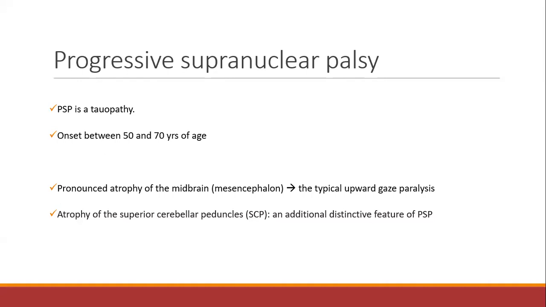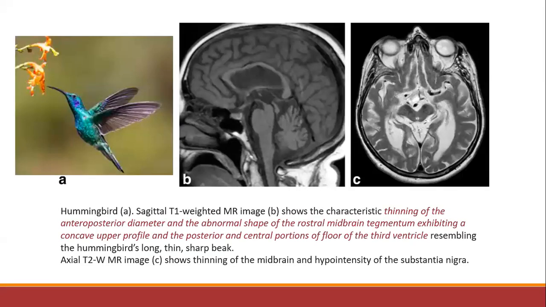So this is the hummingbird sign. So in a sagittal T1 image, there is thinning of the anterior-posterior diameter. So this is the thinning of the anterior-posterior diameter. And you have abnormal shape of the rostral midbrain tegmentum. So here you can see that this is the hummingbird's beak.